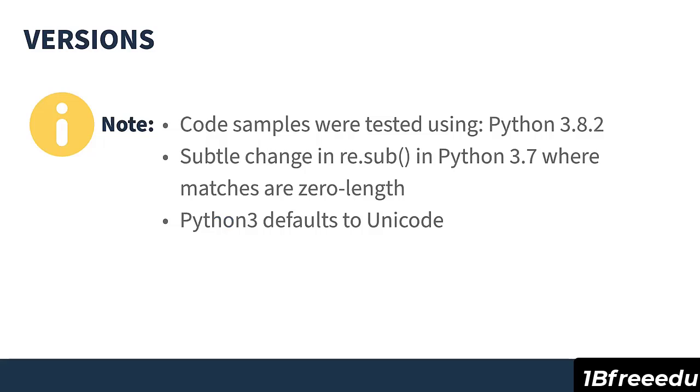A quick note, the samples in this course were tested using Python 3.8.2. For the most part, regexes have been there since almost the beginning of Python, and there haven't been that many changes. There are some subtle differences in how the re.sub method works in Python 3.7 when you are using zero-length matches, but most people don't run into this. And the other big change between Python 2 and Python 3 is, like everything else in Python 3, the regexes default to Unicode. Besides that, anything you see should work fairly consistently across any version.